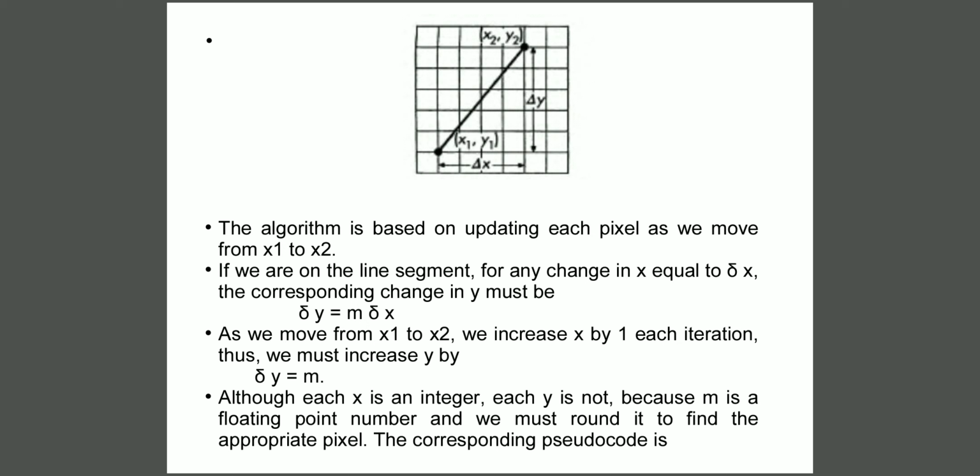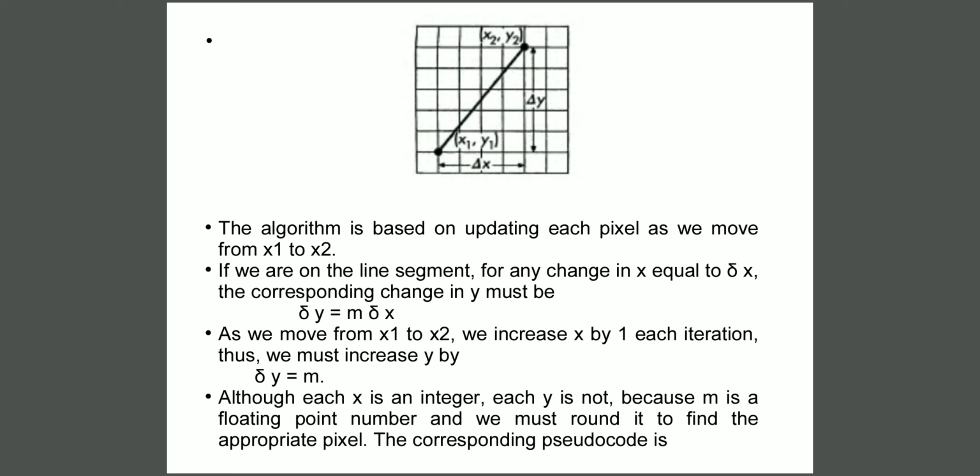But when we consider a pixel, pixels are nothing but integer representation. We will say first pixel, second pixel, third pixel, and so on. We will not say 2.5 pixel, 3.5 pixel, etc. So the y coordinate value is a floating value. We need to convert it to an integer value first before we represent it as a pixel.